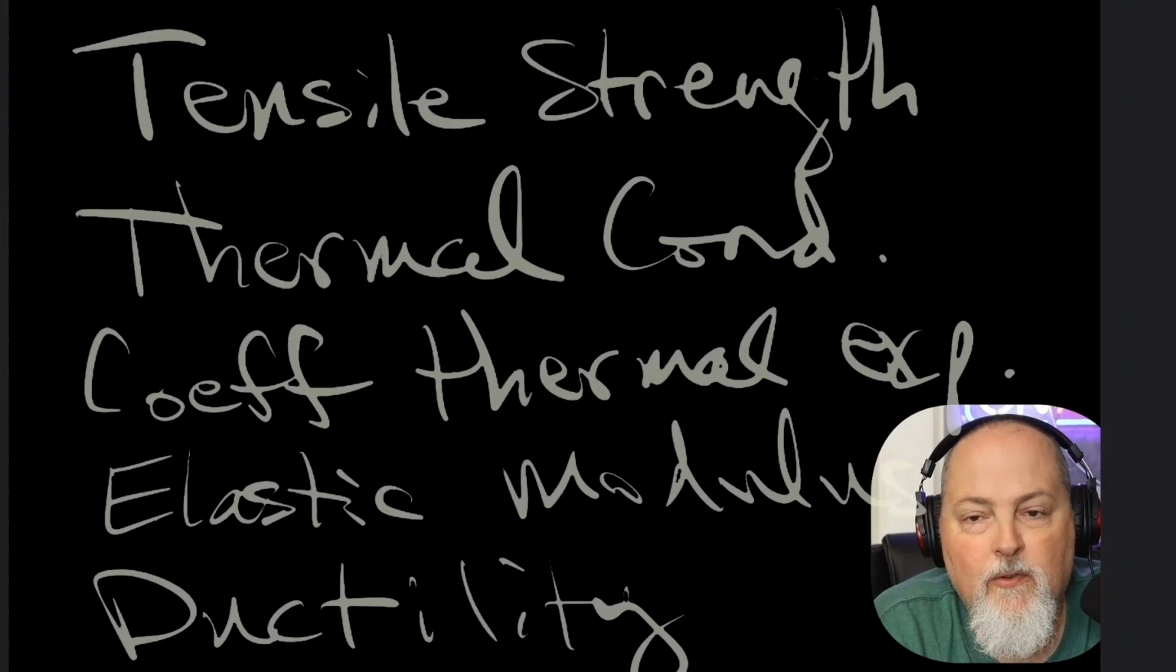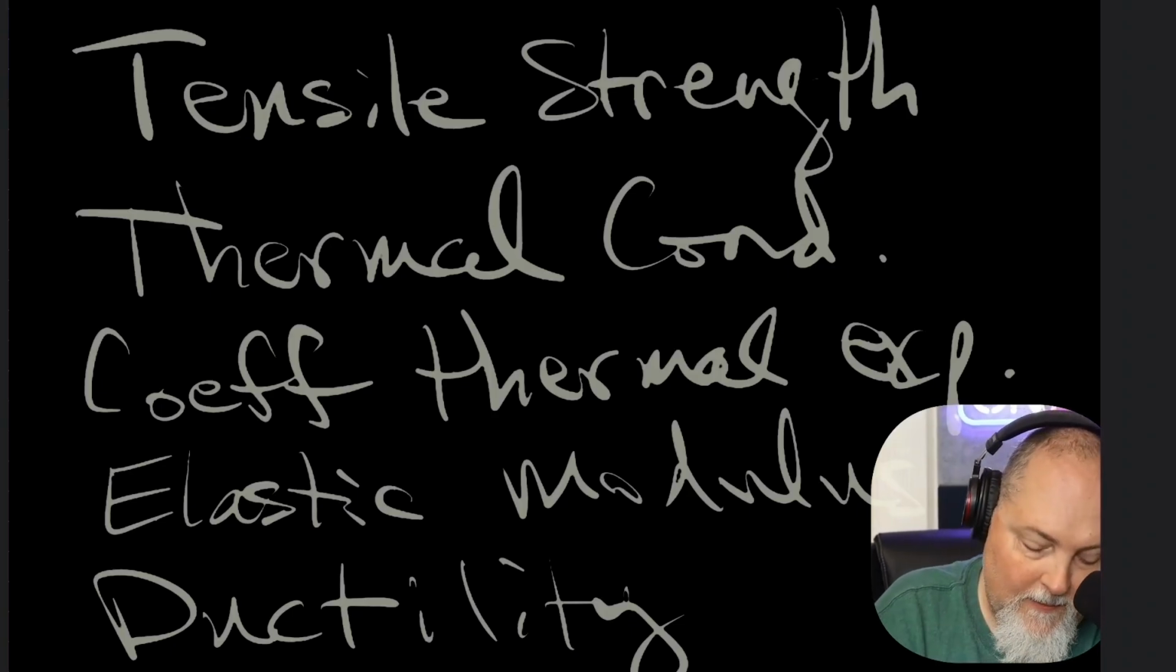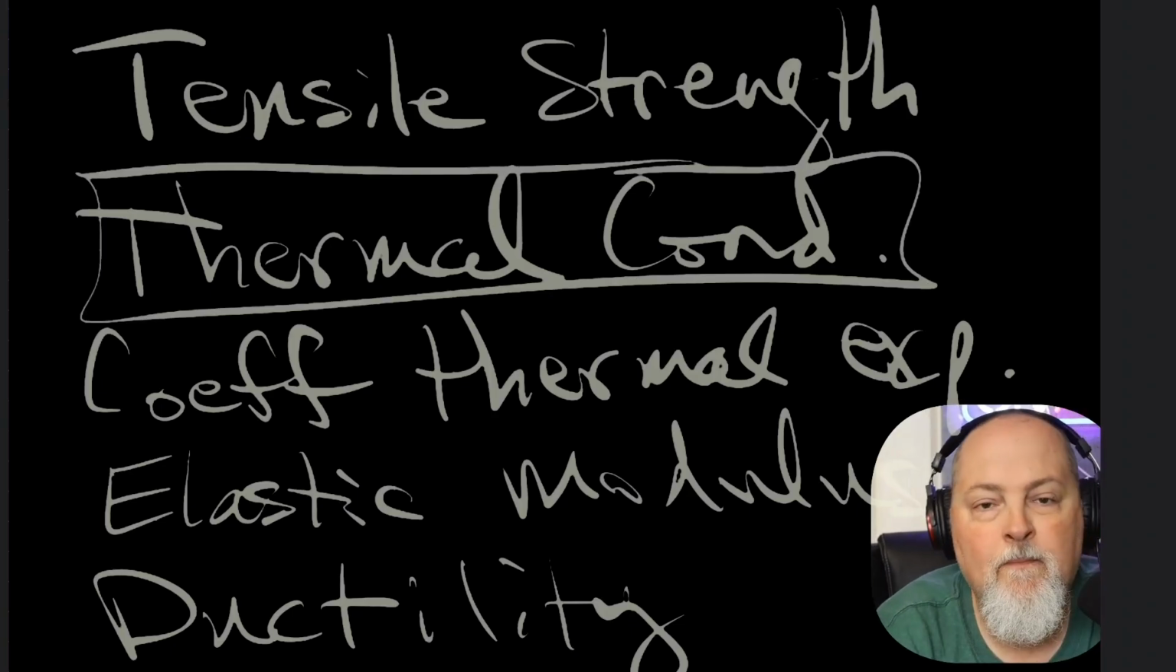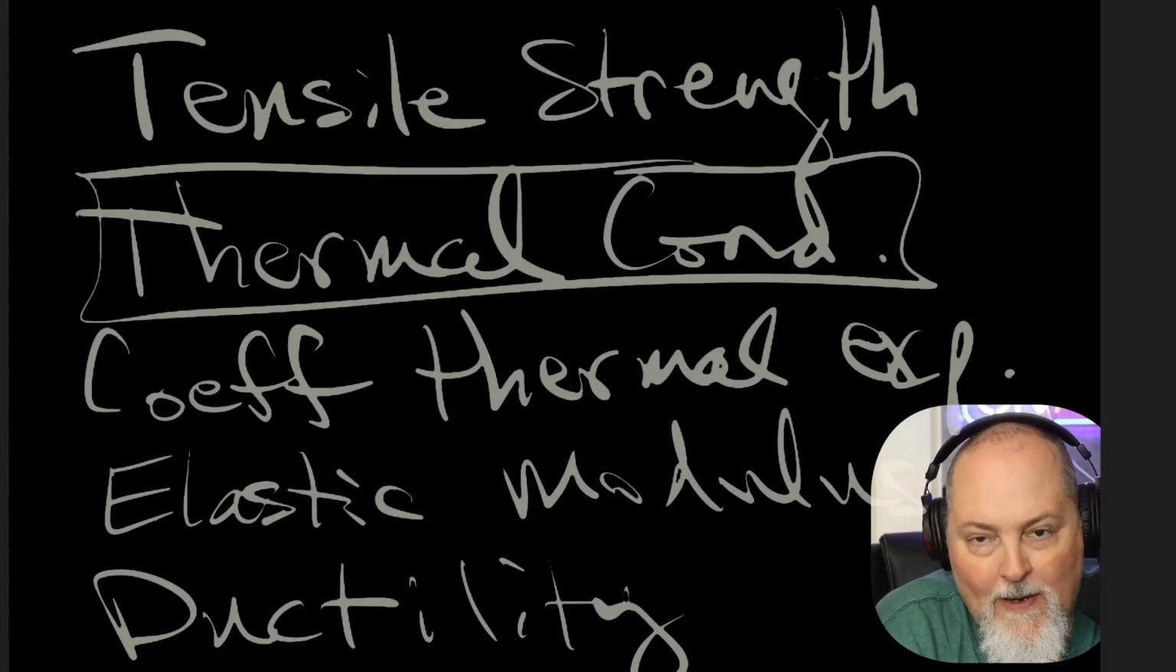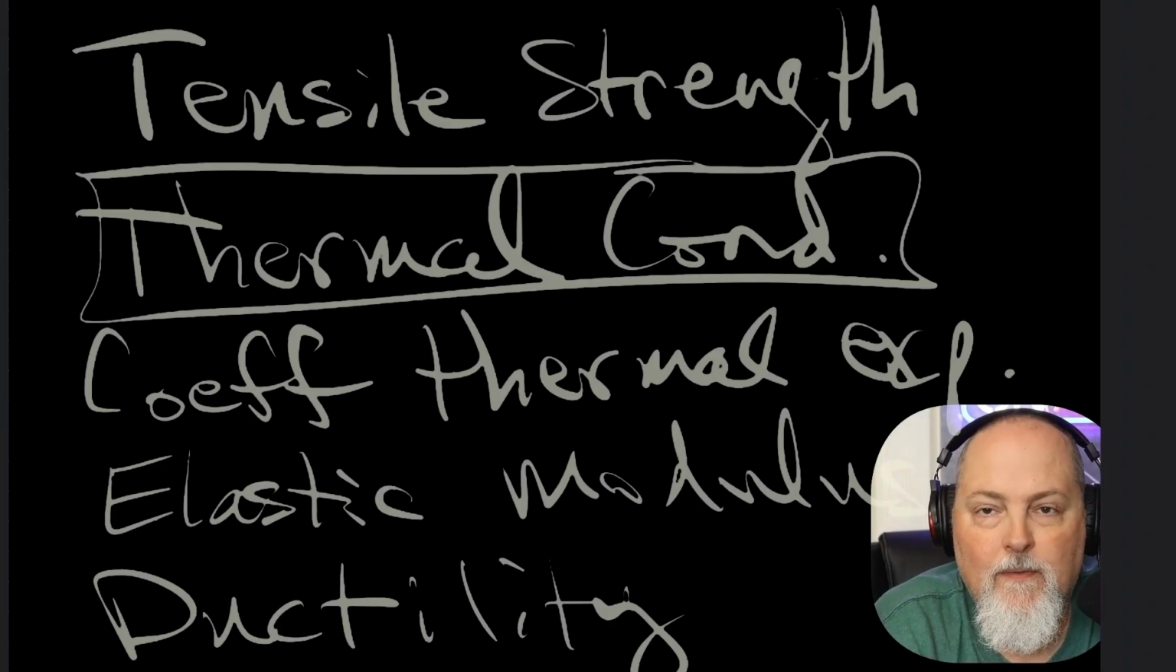So materials with high thermal conductivity usually resist thermal shock better. Ceramic transfers heat very well. Ceramic has a high thermal conductivity, so it resists that thermal shock. It spreads the heat pretty quickly.